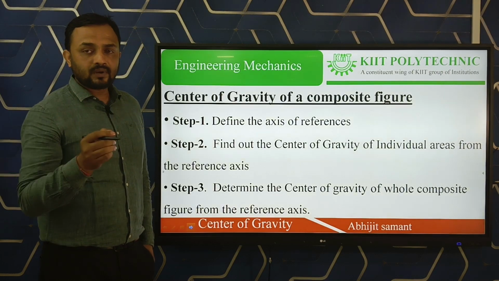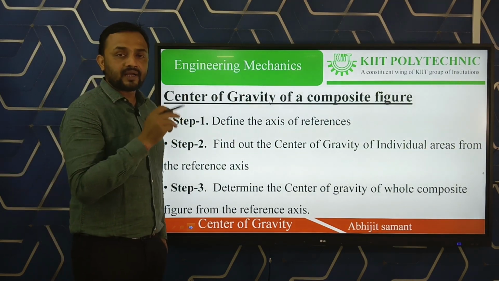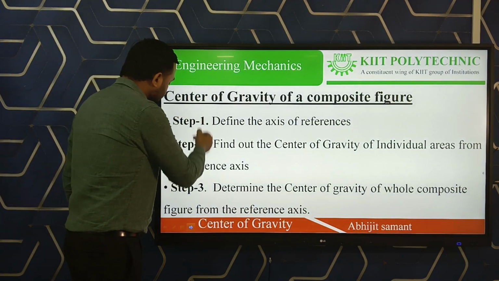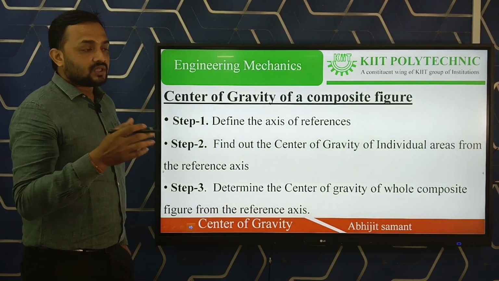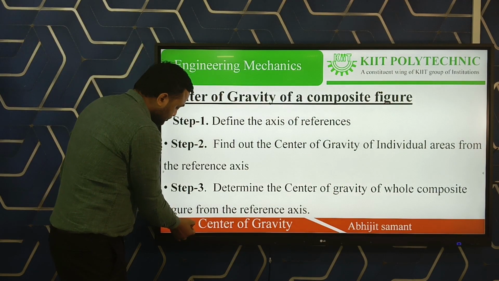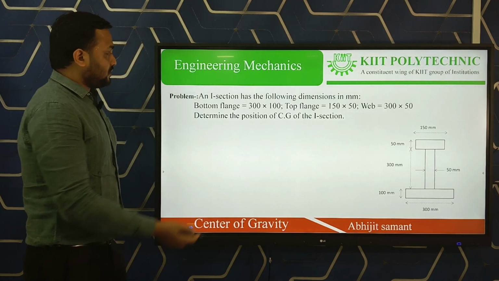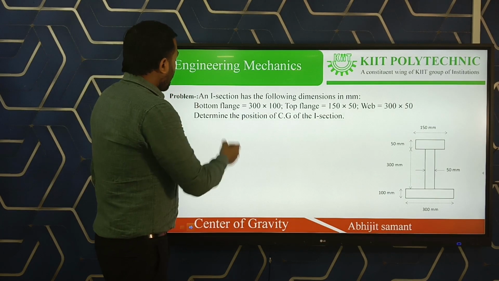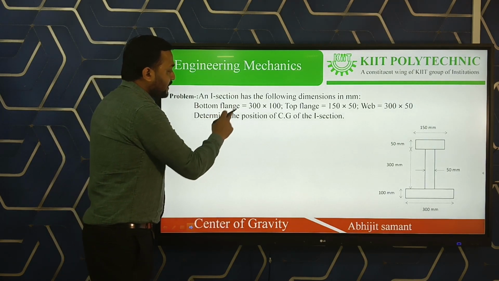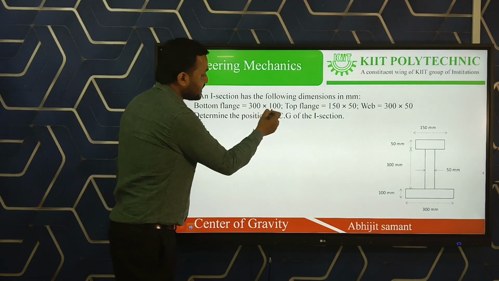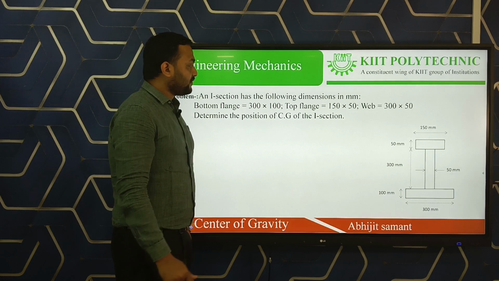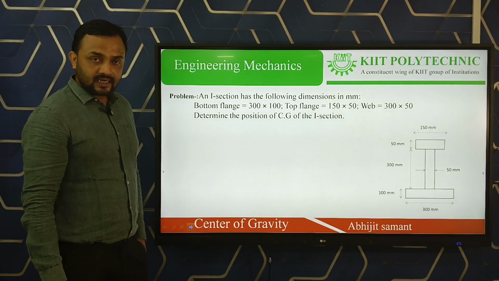Let us discuss a problem in which we are going to find the center of gravity of an I section, where we follow these steps. Okay, let us discuss the problem. In an I section, the following dimensions are given. The bottom flange dimension is 300 into 100, the top flange dimension is 150 into 50, and the web is 300 into 50.